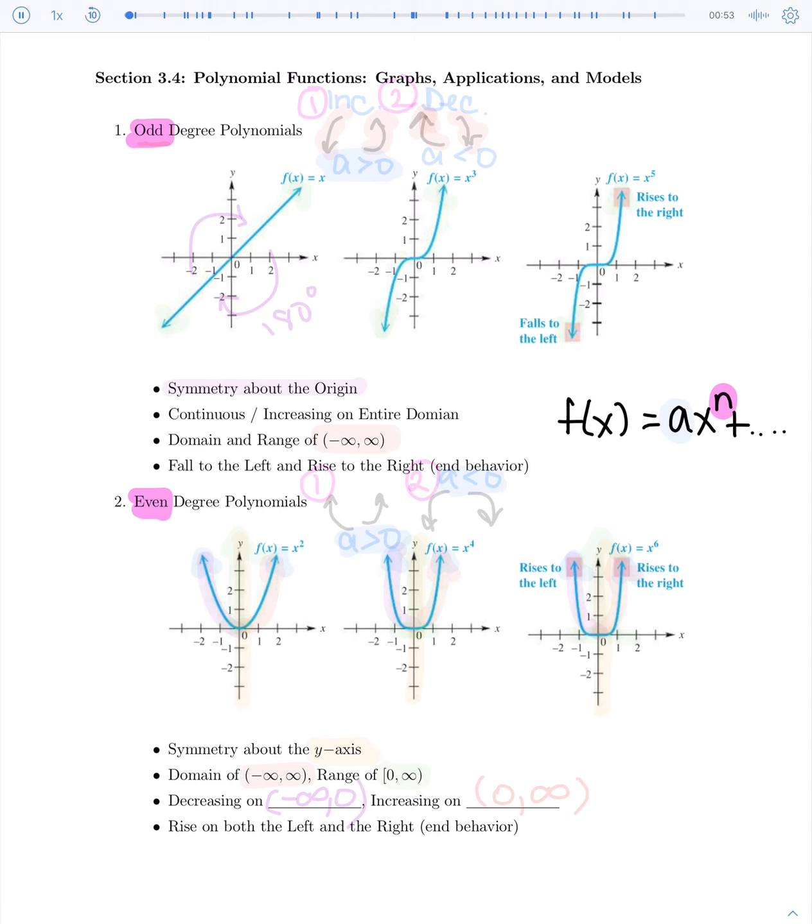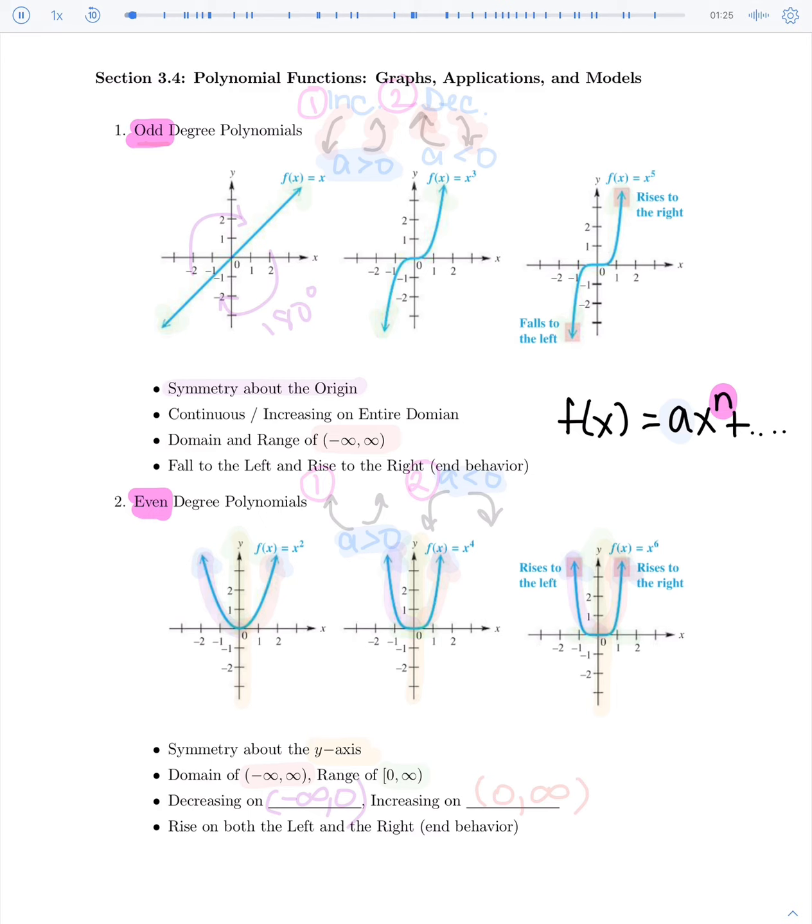Now we want to talk a little bit more about different behaviors, what they're doing at what's called the ends of the graph. It's called end behavior. And in order to talk about end behavior, you have to be able to talk about whether or not a function is even or odd, because your end behavior will be different depending on if you're even or odd. For instance, odd degree polynomials have the two ends of their function going in opposite directions.